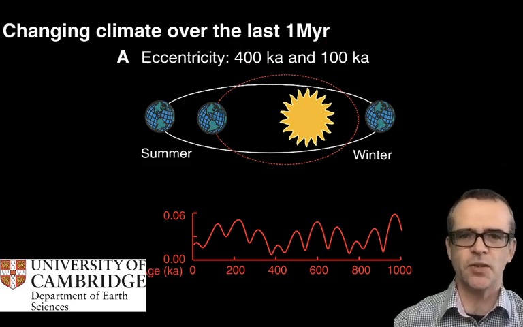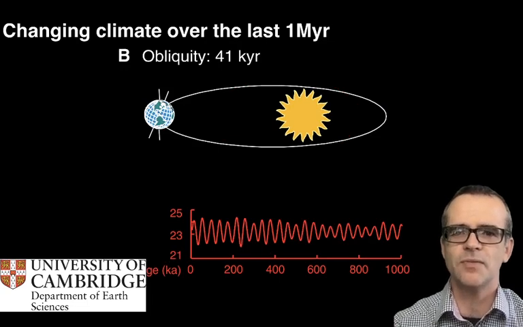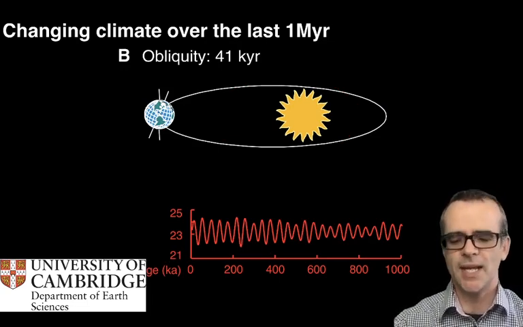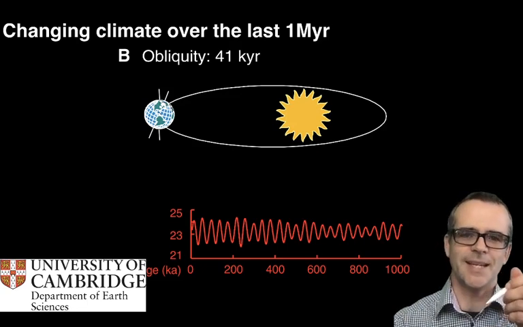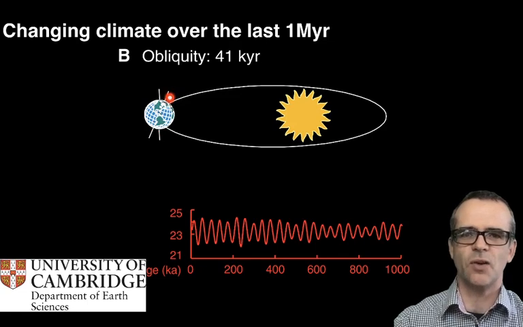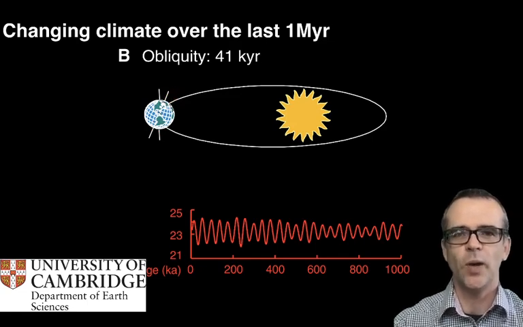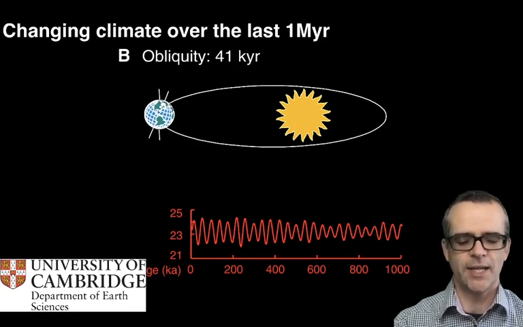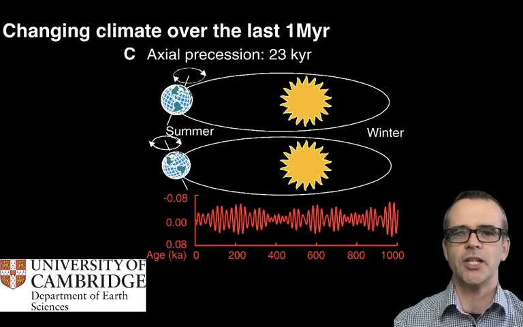The second major factor which will influence the amount of solar radiation received is the obliquity, or the tilt, of Earth's axis as it rotates. The amount of tilt of Earth's axis changes with a periodicity of about 41 kiloyears, changing the amount of solar radiation received.